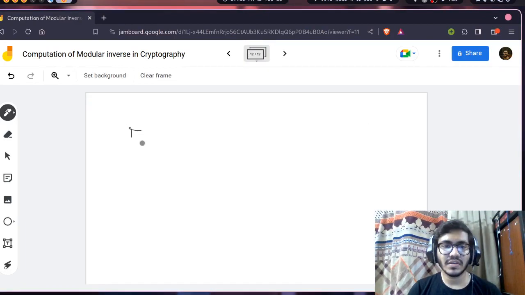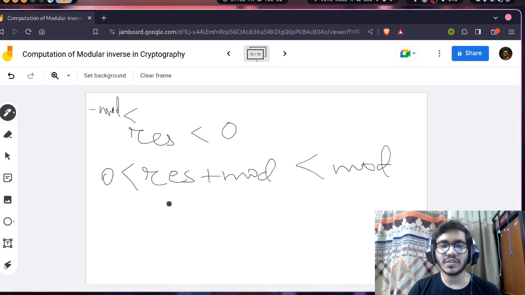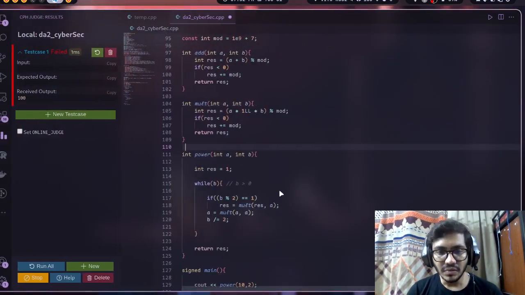So that will still be under the mod, because say res is less than 0, but it's greater than minus of mod, right? So res plus mod, now you can just add mod to both sides of the inequality and it will become res plus mod is greater than 0, so we brought it to a positive domain, plus it's less than mod as well, right? Alright, so that was for multiplication.